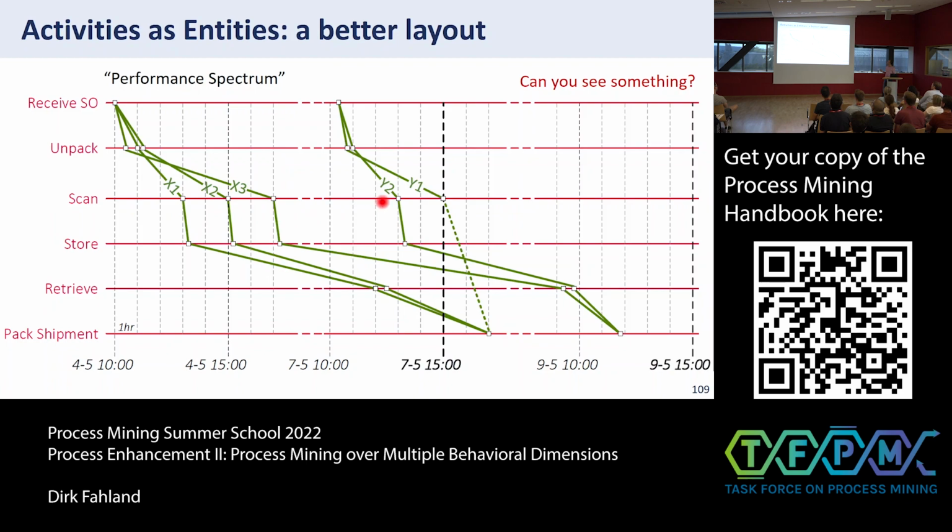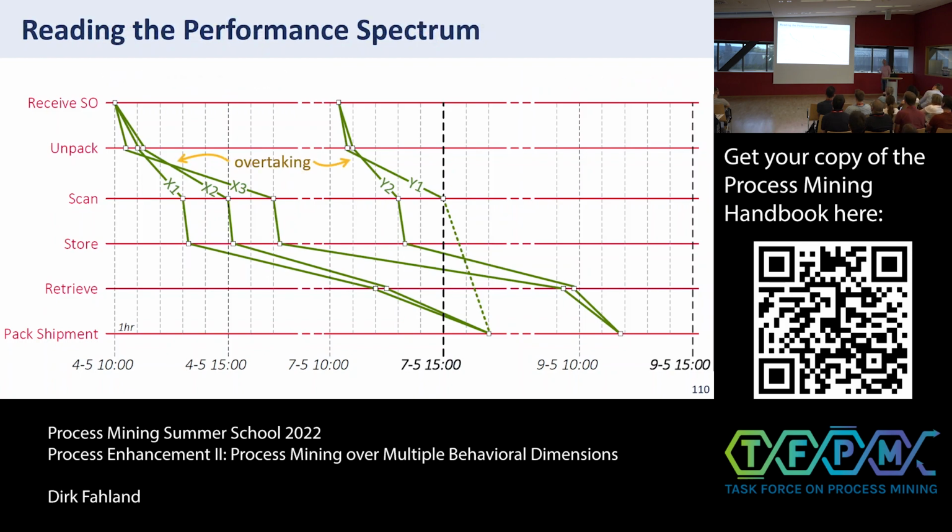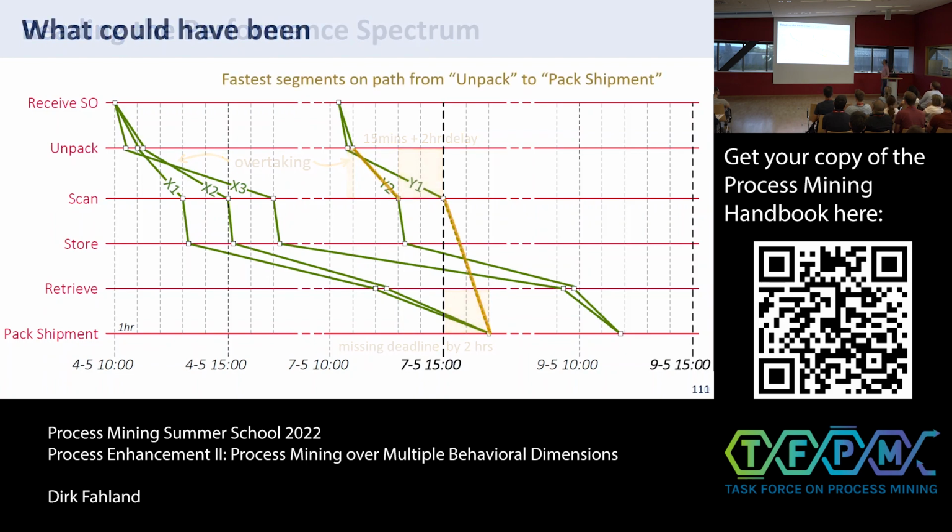So you see here around scanning, right? So I first unpack Y1, but I'm scanning first Y2. This is not FIFO. The one that I've unpacked first is processed at the end. So I see overtaking. And I'm losing time because of this. I'm losing 2 hours here and 50 minutes over here. Well, this is 5 o'clock, this is 3 o'clock. If I would be taking the fastest route through this, I could make it.